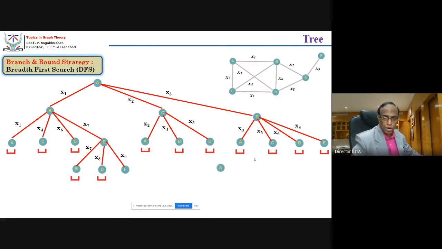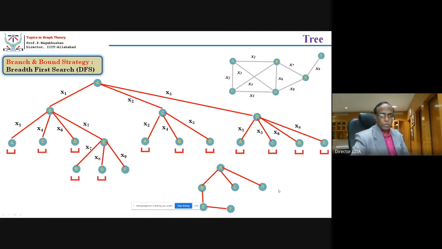When you prune them off, what remains is A connecting B, A connecting C, A connecting D, and B connecting E, and E connecting F. This is the spanning tree. So this is obtained by breadth first search. The earlier one was depth first search. Naturally, it gives one tree, not all possible trees. So these are all the methods of generating the trees.